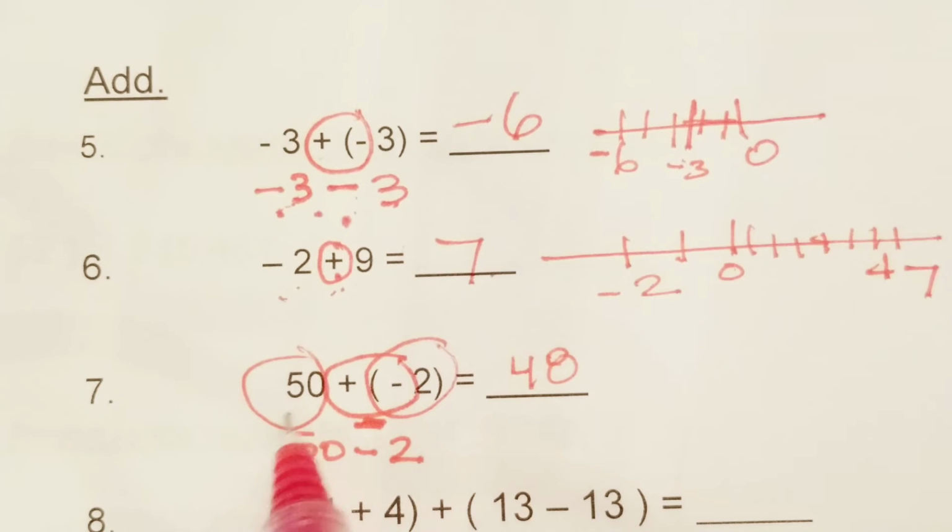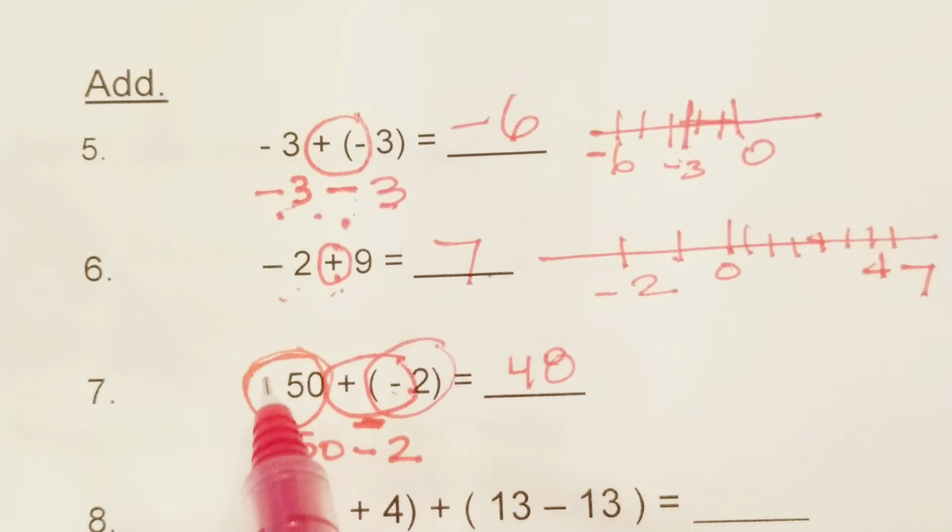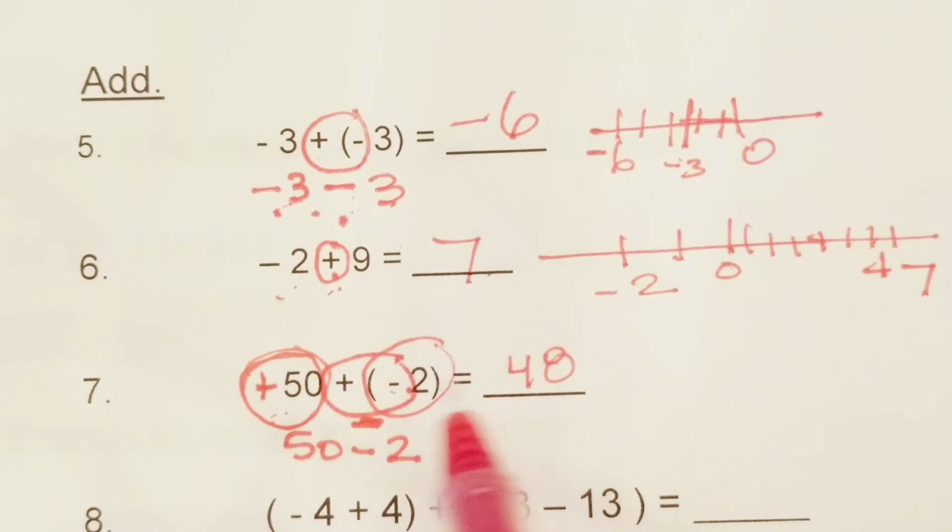Again, different signs, subtract the 2. Keep the sign of the greater number. Even though it doesn't have a positive sign, it's implied, so keep that positive sign.